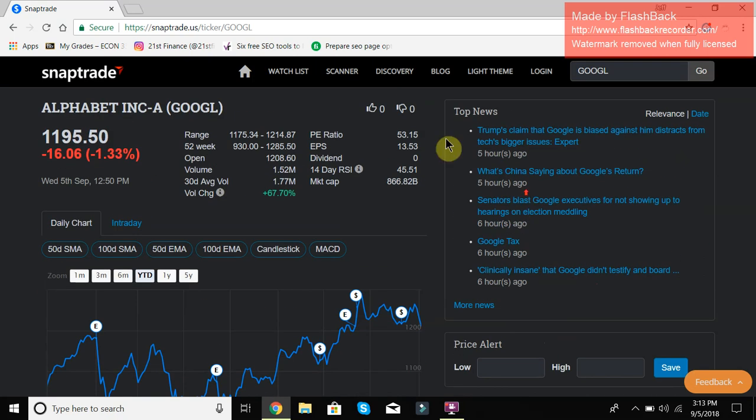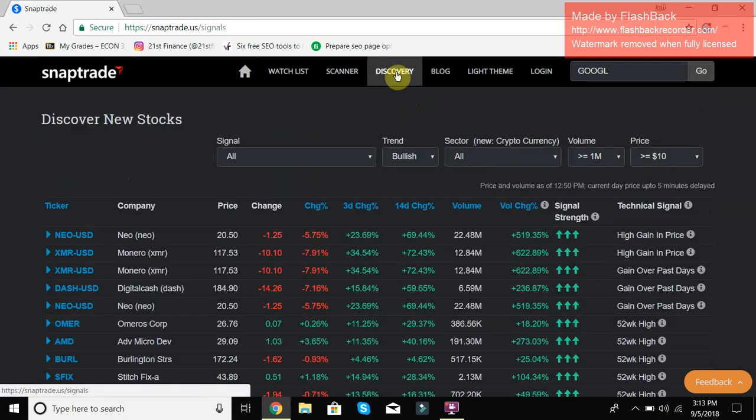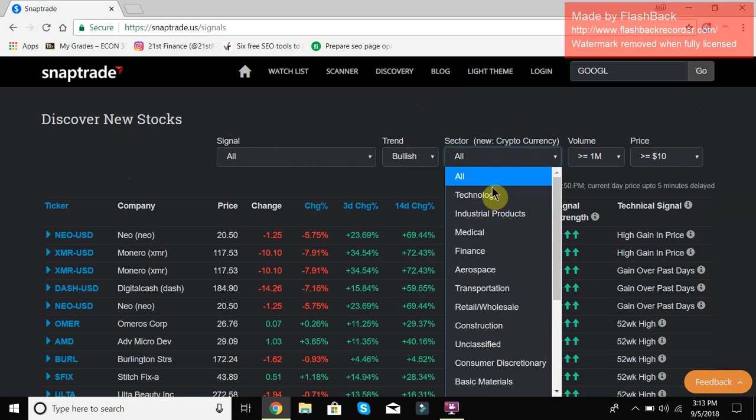But either way, going back up to discovery as well. If you click the discovery page, you actually can discover new stocks. You can look at a lot of different sectors, so technology, cryptocurrency, which they added recently, finance, aerospace, whatever market you're trying to get into, you can try to find new stocks.